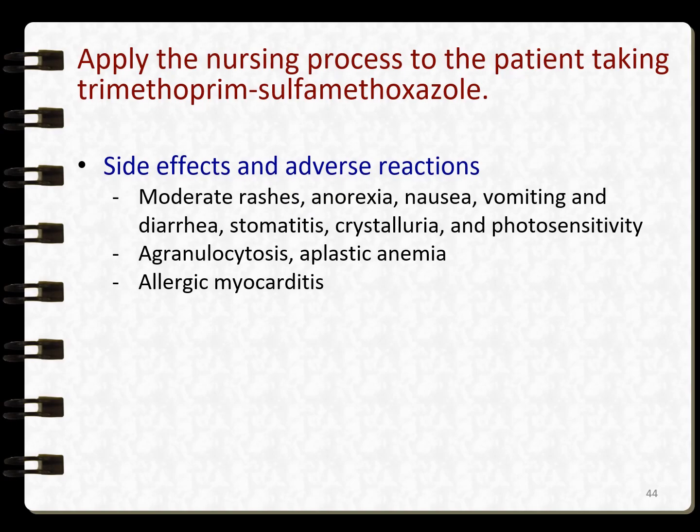Side effects and adverse reactions: moderate rashes, anorexia, nausea and vomiting, diarrhea, stomatitis, crystalluria, photosensitivity, agranulocytosis, aplastic anemia, and allergic myocarditis. And I'll tell you why patients probably have anorexia to this medication. It gives them a metallic taste, so they just really don't want to eat or drink anything. And that's saying something when you don't want to drink coffee and you're a big caffeine drinker and a coffee drinker. So that's probably a lot of the reason you're seeing some anorexic behaviors with this medication. It's just a nasty flavor that it gives you.